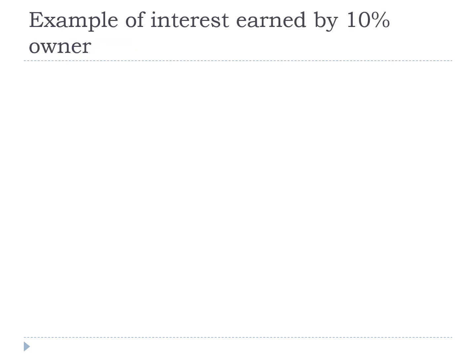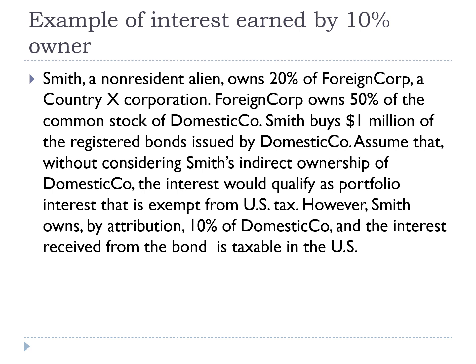Here's an example of interest earned by a 10% owner of a U.S. corporation. Smith, a non-resident alien, owns 20% of Foreign Corp, a country X corporation. Foreign Corp owns 50% of the common stock of Domestico. Smith buys $1 million of the registered bonds issued by Domestico. Assume that without considering Smith's indirect ownership of Domestico, the interest would qualify as portfolio interest that is exempt from U.S. tax. However, Smith owns, by attribution, 10% of Domestico, and the interest received from the bond is taxable in the United States.